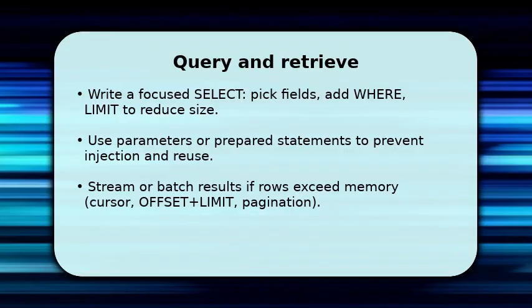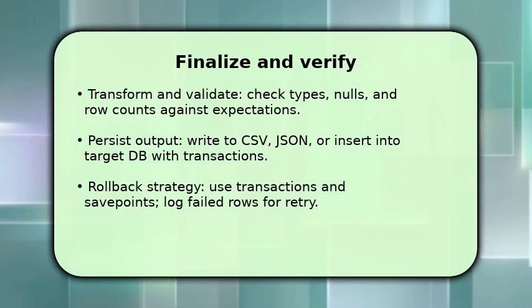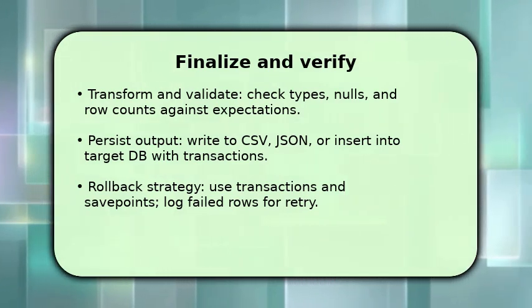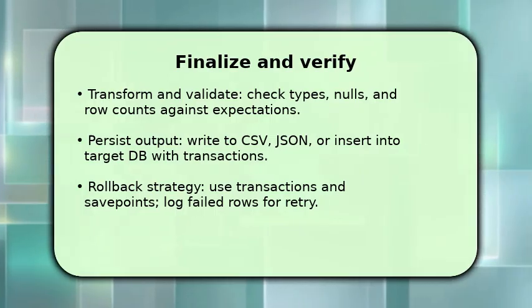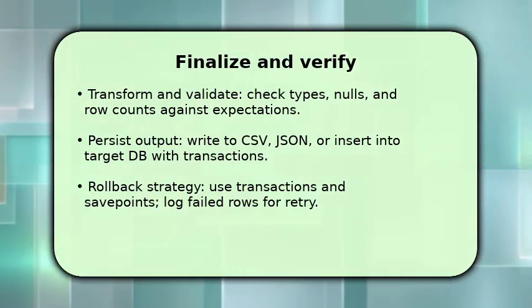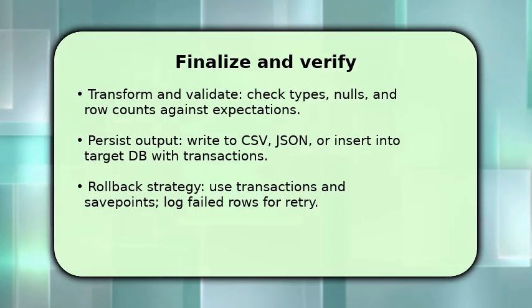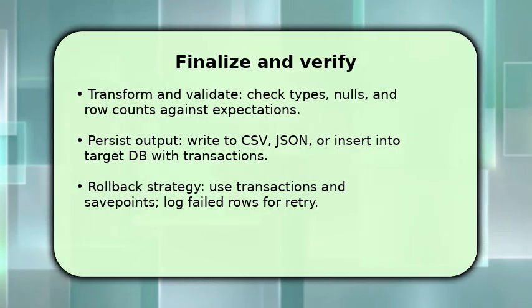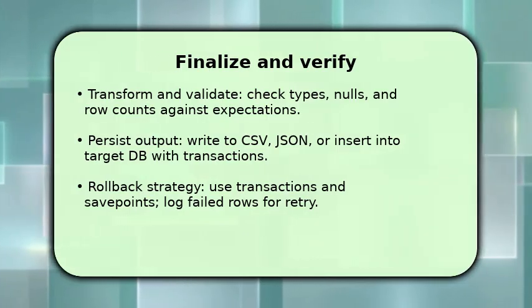You finish by transforming and validating the retrieved data. Coerce types, handle nulls, and confirm row counts meet expectations. Then persist results to your chosen sink, CSV, JSON, or another database, using transactions to ensure atomicity. Commit only after integrity checks pass. If something goes wrong, roll back, inspect the logged error rows, and retry from the last successful batch.